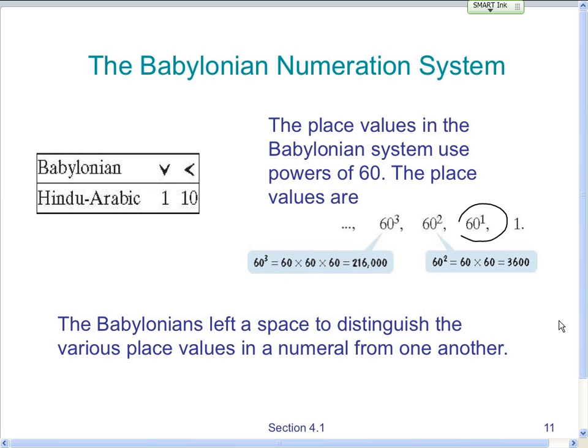In the second place, instead of multiplying by 10, they would multiply by 60. So if you're in the second place, you would multiply by 60. The next place would be 60 squared, 60 cubed, 60 to the 4th, 60 to the 5th, etc. Okay.